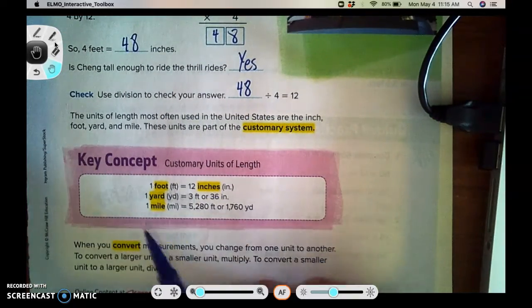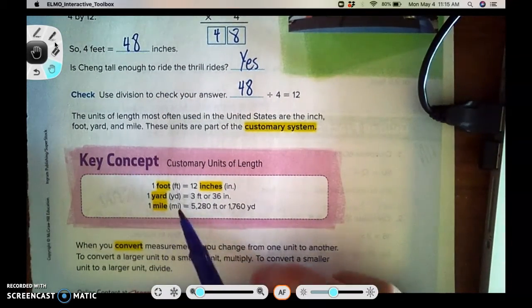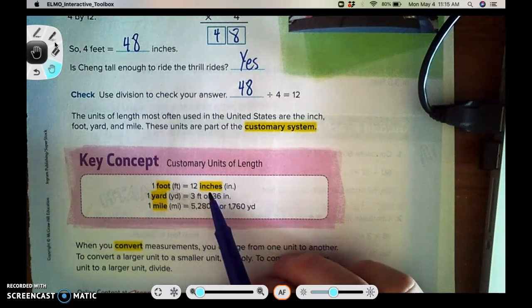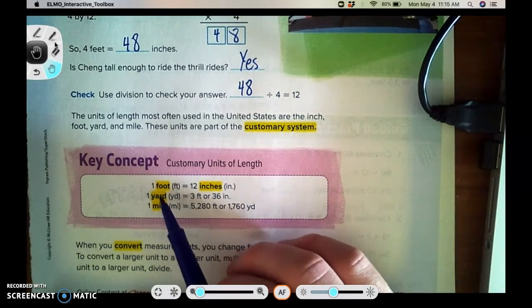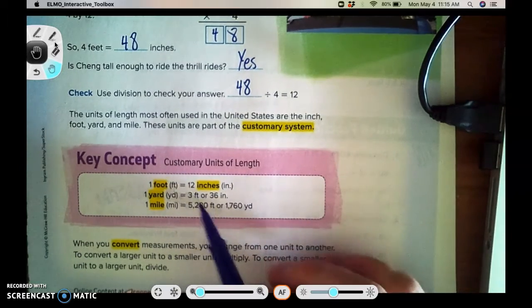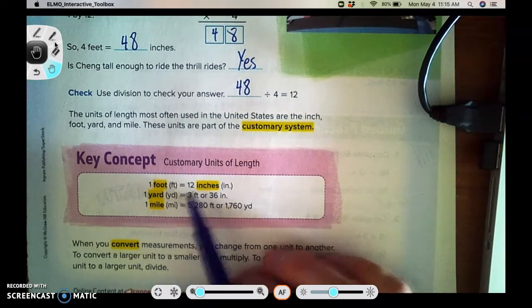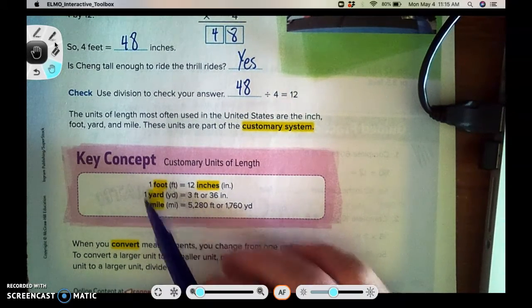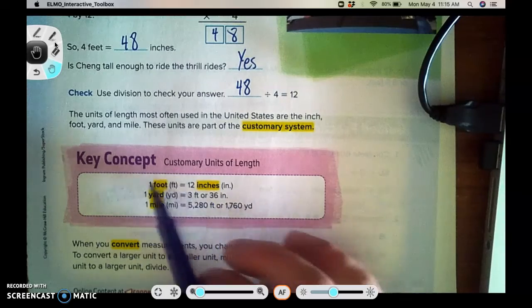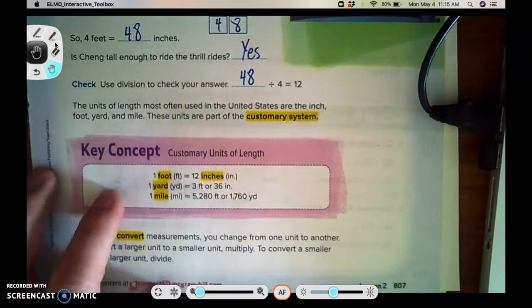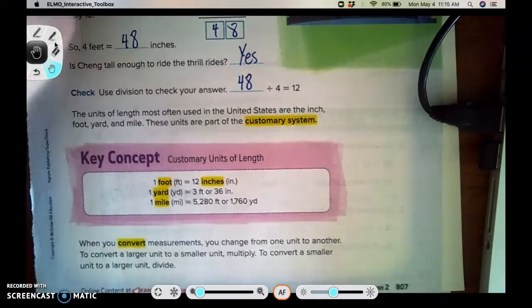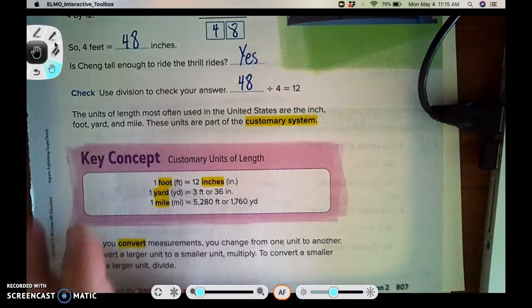And same with the reverse. If we go from a smaller unit like inches to a bigger unit like feet, our answer is going to get smaller, because 12 inches is only 1 foot. So if we have 36 inches, it's going to be 3 feet, right? Our answer is going to get smaller. So just keep that in mind as you're practicing this to make sure your answer makes sense.